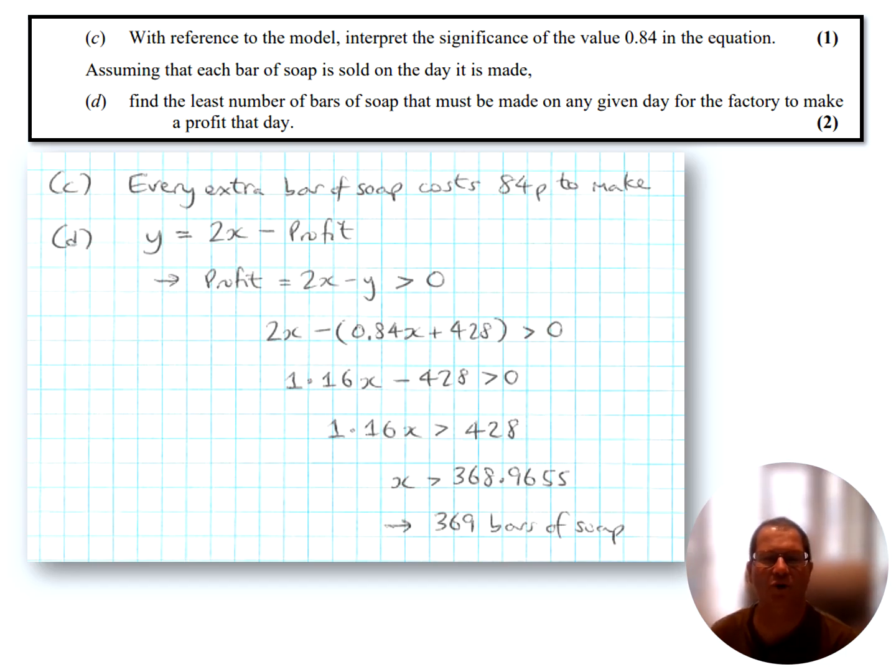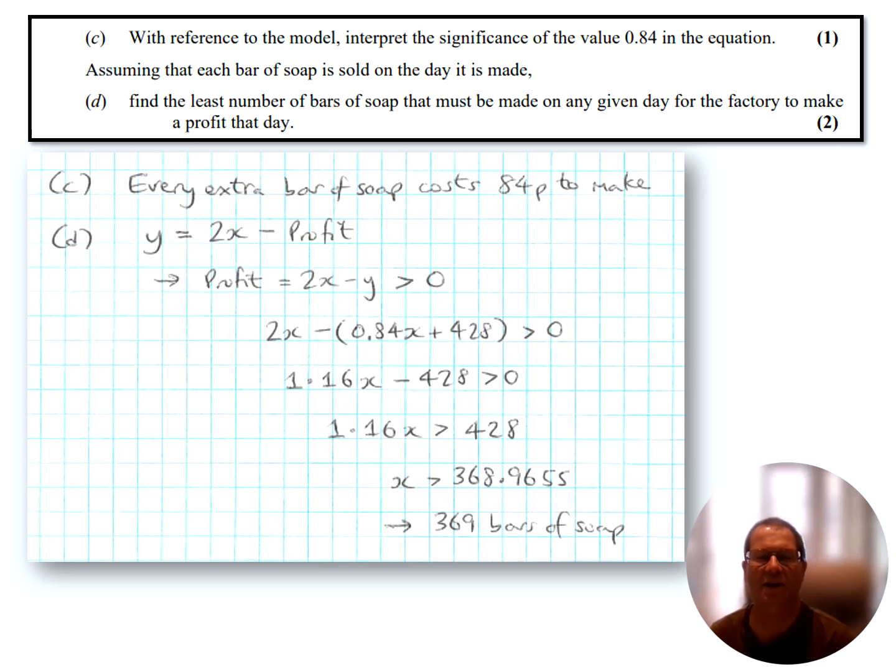And then finally, assuming that each bar of soap is sold on the day it is made, find the least number of bars of soap that must be made on any given day for the factory to make a profit that day. So the least number of bars of soap implies that we're going to be solving an inequality.